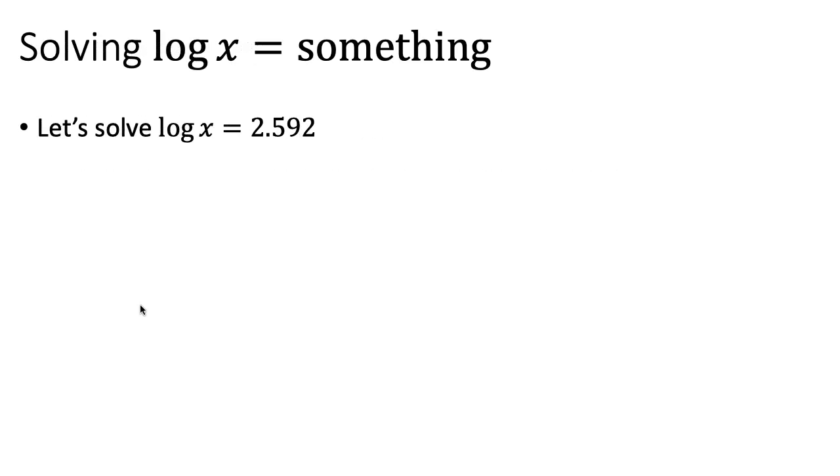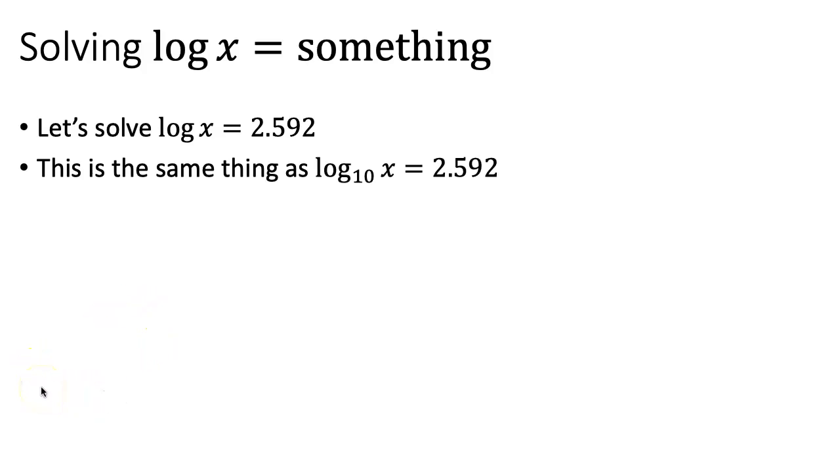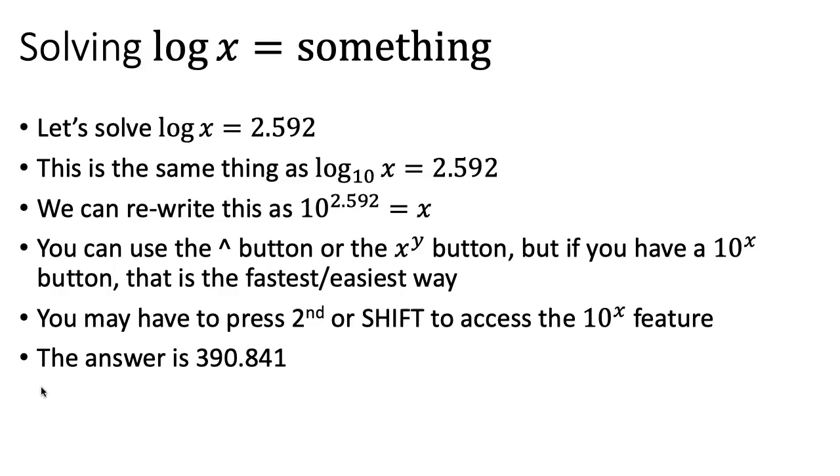We can go backwards as well. If we're trying to find log x of something, remember, we know that base is 10. So if we're trying to solve log x equals 2.592, that's the same thing as log base 10 of x equals 2.592. And when we write that exponentially, that's 10 to the 2.592 power equals x.